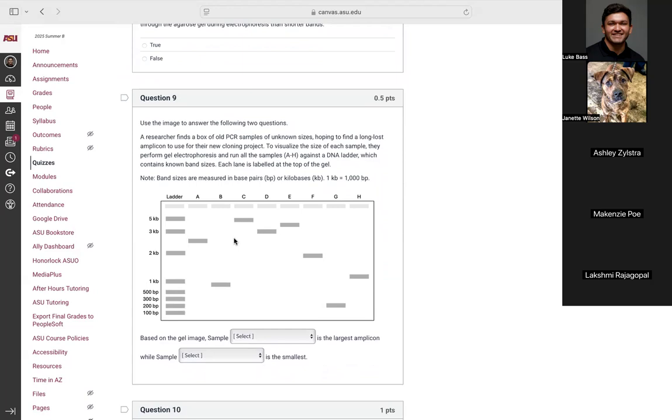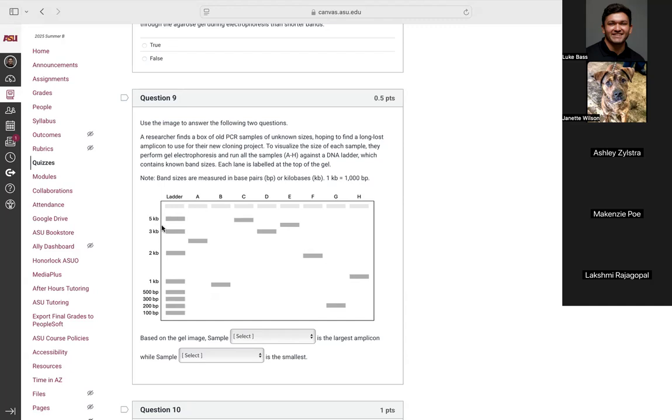So that kind of leads into this question. You're going to use this image, and I just created a little scenario. A researcher, you can imagine you're the researcher. You find a box of old PCR samples of unknown sizes. What you can do with these PCR samples is keep them in water or buffer solution. You can freeze it at minus 20 degrees Celsius for pretty much eternity. So you're hoping to find a long lost amplicon, or in other words, a PCR product, to use for your new cloning project. To visualize the size of each sample, you perform gel electrophoresis and run all the samples, A through H, against a DNA ladder, which you can see here.